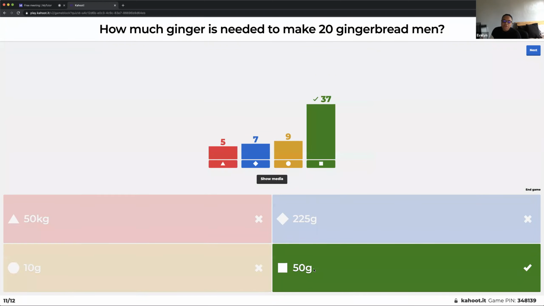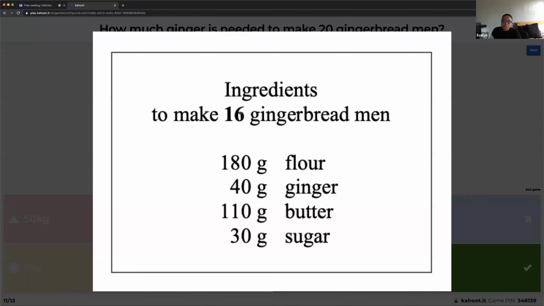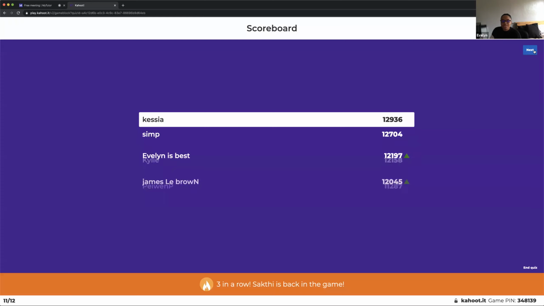Brilliant. It is 50 grams, not 50 kilograms. So for 20, I could divide 16 by 4 to get to 4. And then to get to 20, I can multiply it by 5. Now, if I go to ginger, I divide that by 4. That's 10, times it by 5, which gives me 50 grams, not kilograms. So be careful with units.